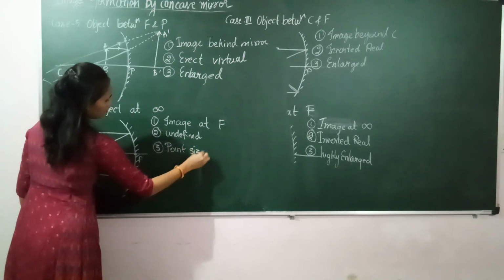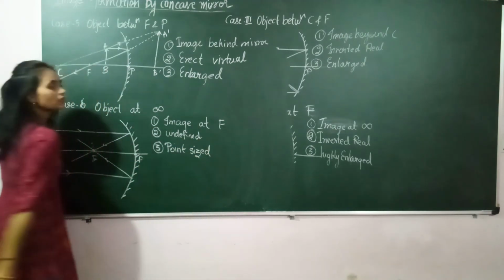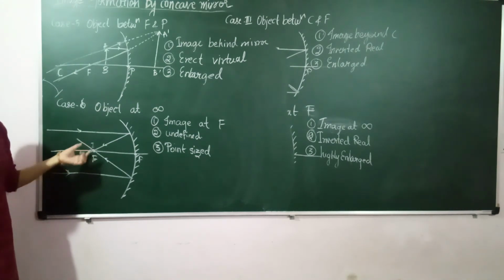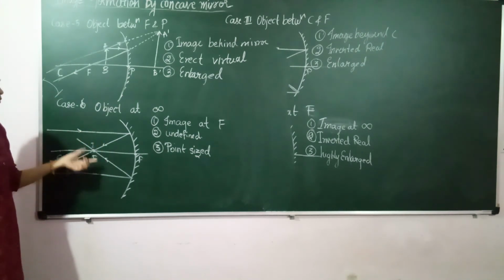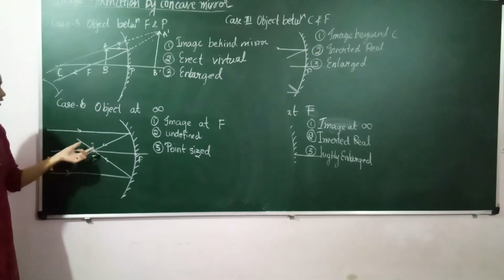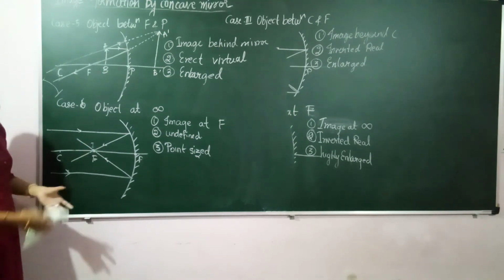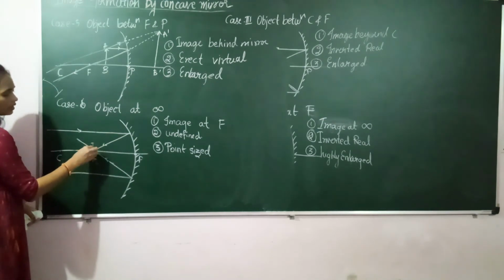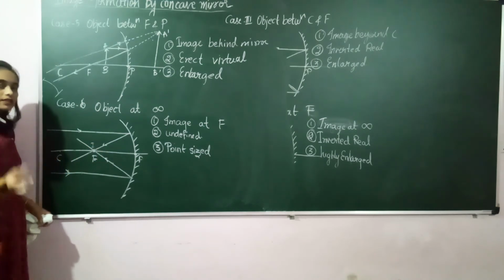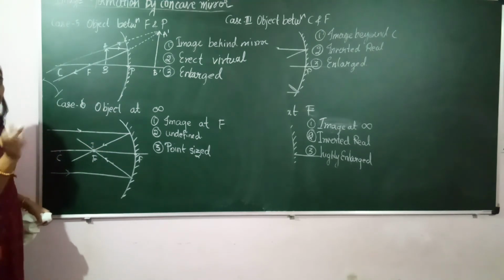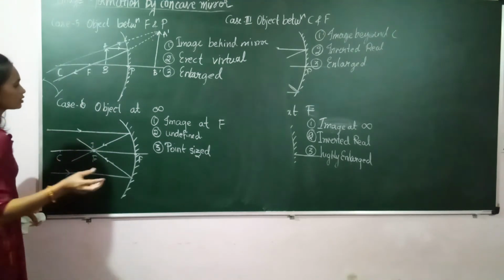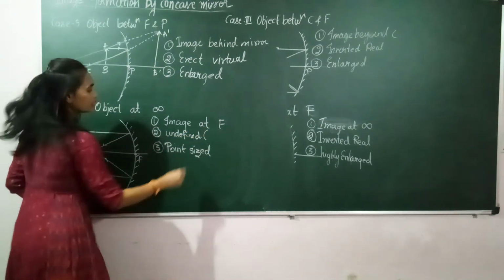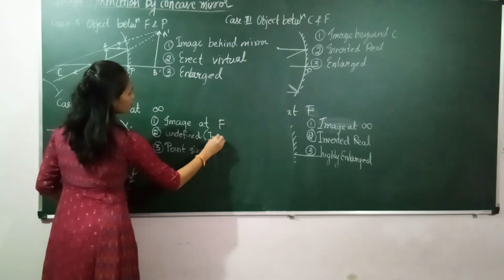If it is point sized, we cannot say it is inverted or real, but with the help of the ray diagram we can say that it is an inverted and real image, because these two rays are actually intersecting at this point, and when the rays actually meet, that image is always inverted and real. Some books write undefined and some books write inverted and real.